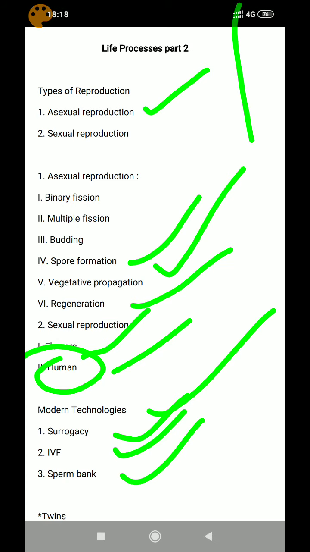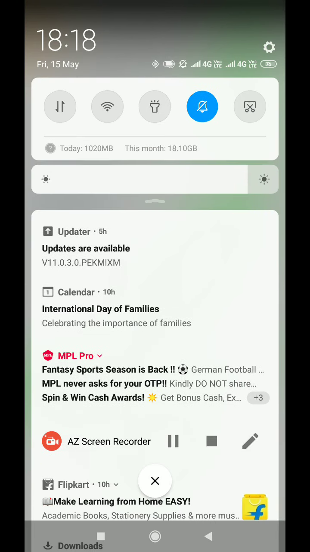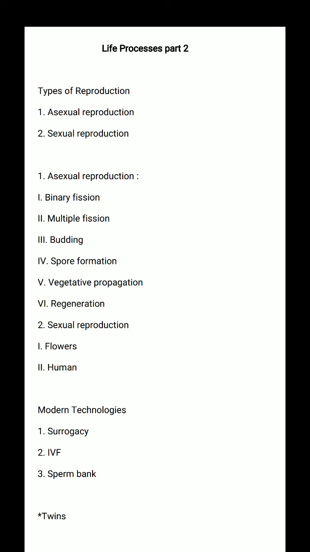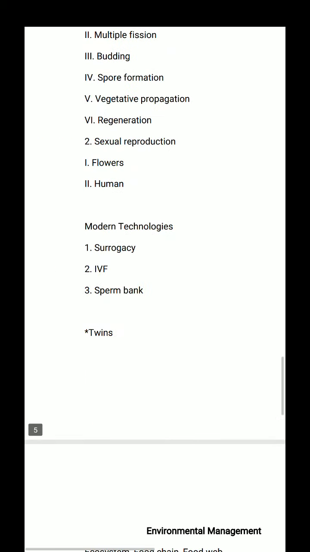And sperm bank, it is like a blood bank. Those couples or those persons who have less sperm count can use sperm banks. Okay.